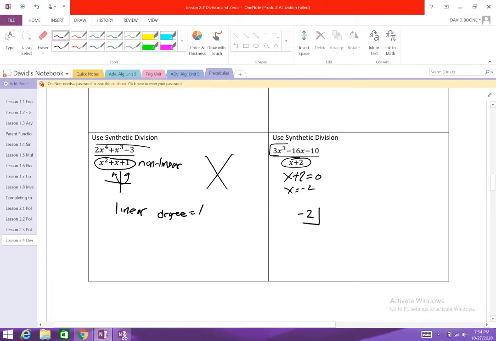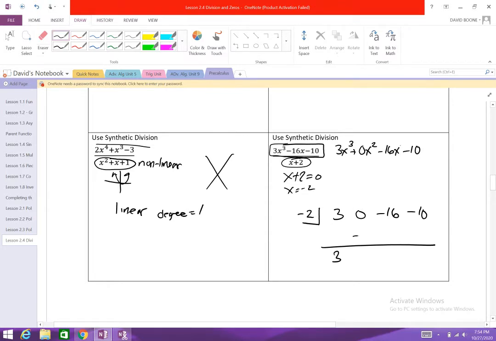We then have to look at the top and look at all the coefficients. Now remember to add the placeholders there. So this is 3x to the third. There is no x squared term, so we go 0x squared. And it's -16x, and then -10. So we can see 3, 0, -16, -10. So if I pull down those coefficients, the first one is 3, next one is 0, next one is -16, next one is -10. So we'll draw the line, just bring down the first one, and then we just multiply.